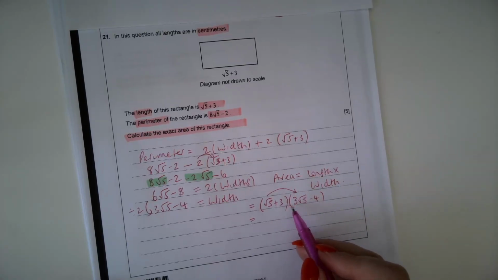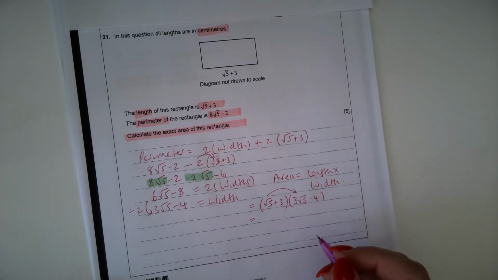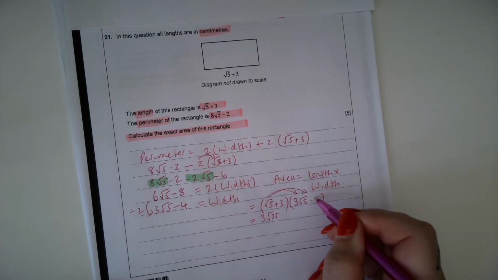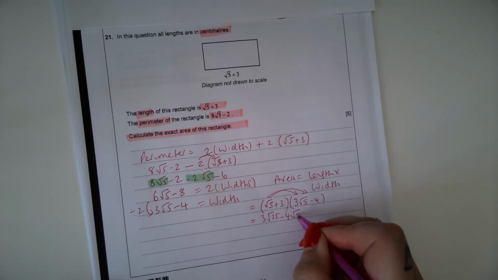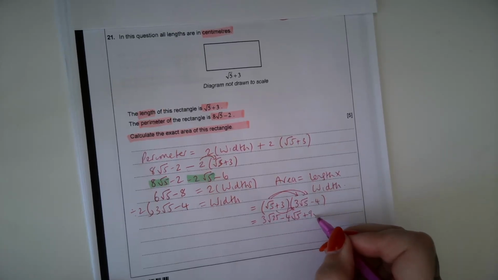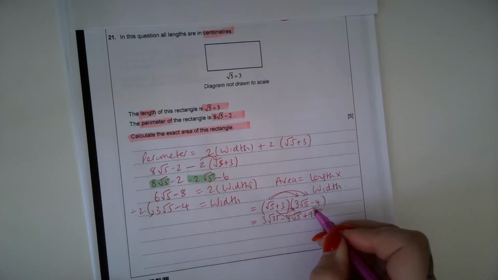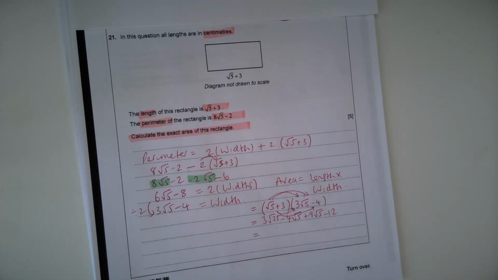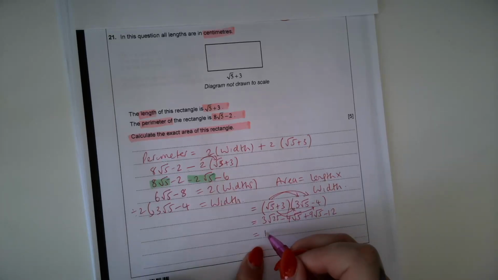So root 5 times 3 root 5 becomes 3 root 25. Root 5 times negative 4 becomes negative 4 root 5. 3 times 3 root 5 becomes positive 9 root 5. And 3 times negative 4 becomes negative 12. Now we're going to simplify this a little bit further. So 3 times root 25. Well, root 25 is 5, so that's 3 times 5, which is 15.